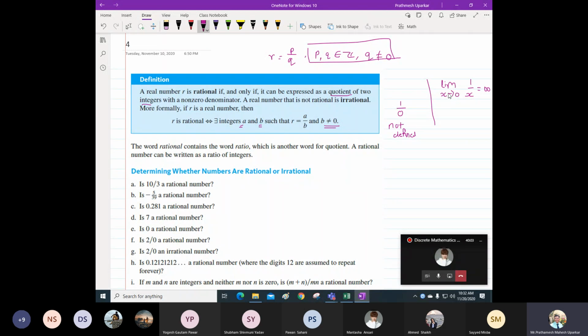So limit का मतलब क्या होता है? Limit का मतलब होता है x is approaching 0, not equal to 0. So this mistake should not be done. ये वाला जो है.